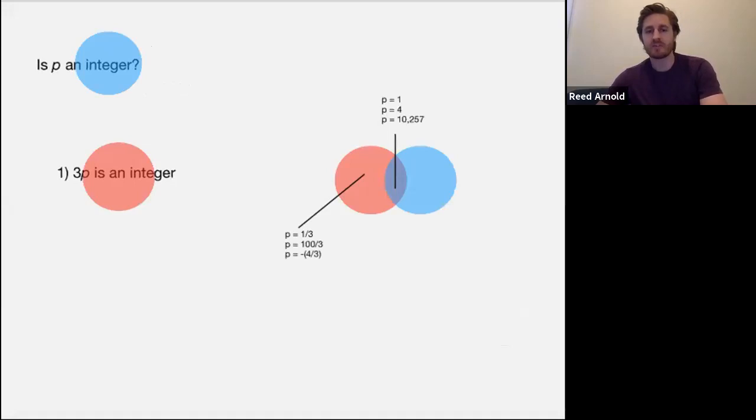Statement one puts me in the red circle of 3p is an integer. Okay. And so here's a visual representation of this situation. In the red circle are some numbers like 1/3, because 3 times 1/3 is an integer. 3 times 100 over 3 is an integer. 3 times negative 4/3, all of these are integers. So they are all in the red circle.